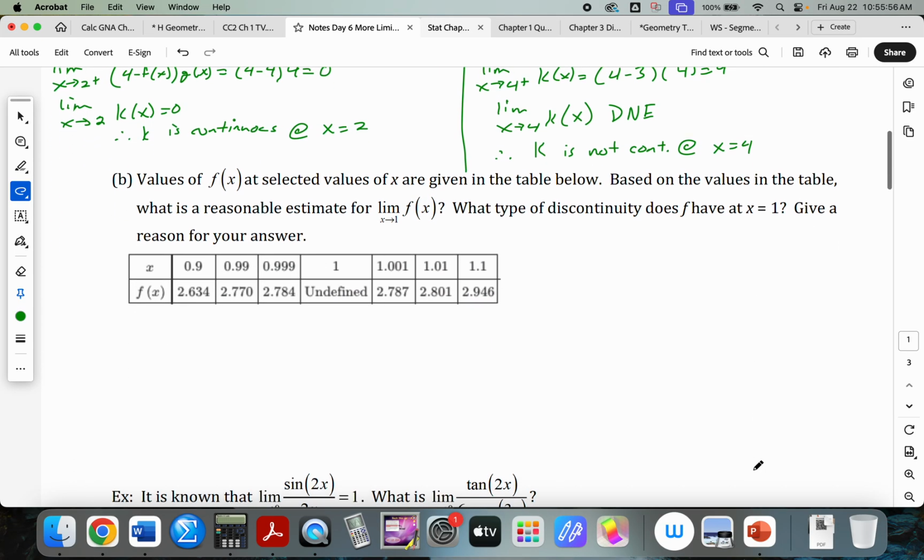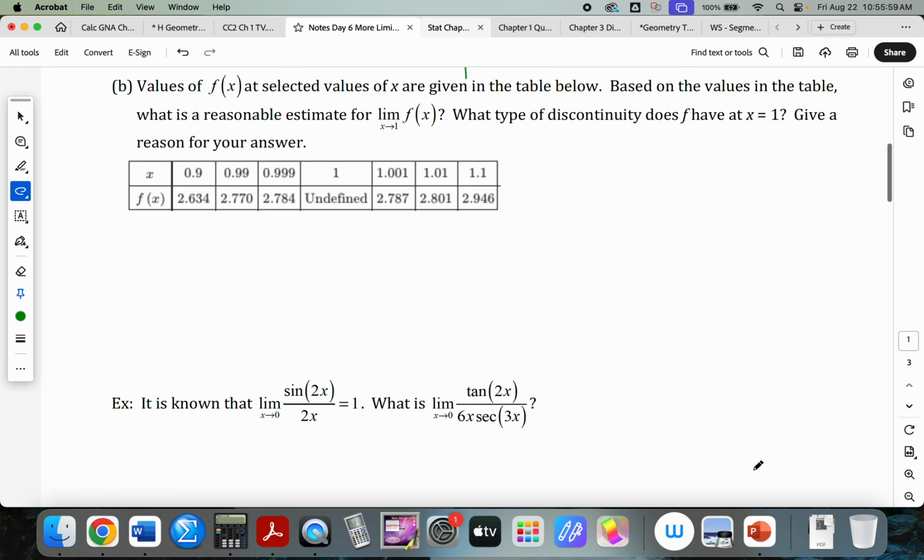All right, so let's go down to part B. Values of f of x at selected values of x are given in the table below. Based on the values in the table, what is a reasonable estimate for the limit as x approaches 1 of f of x? What type of discontinuity does f have at x equals 1? Give a reason for your answer. So, do we care that this is undefined at 1? No, we don't care what happens at 1.